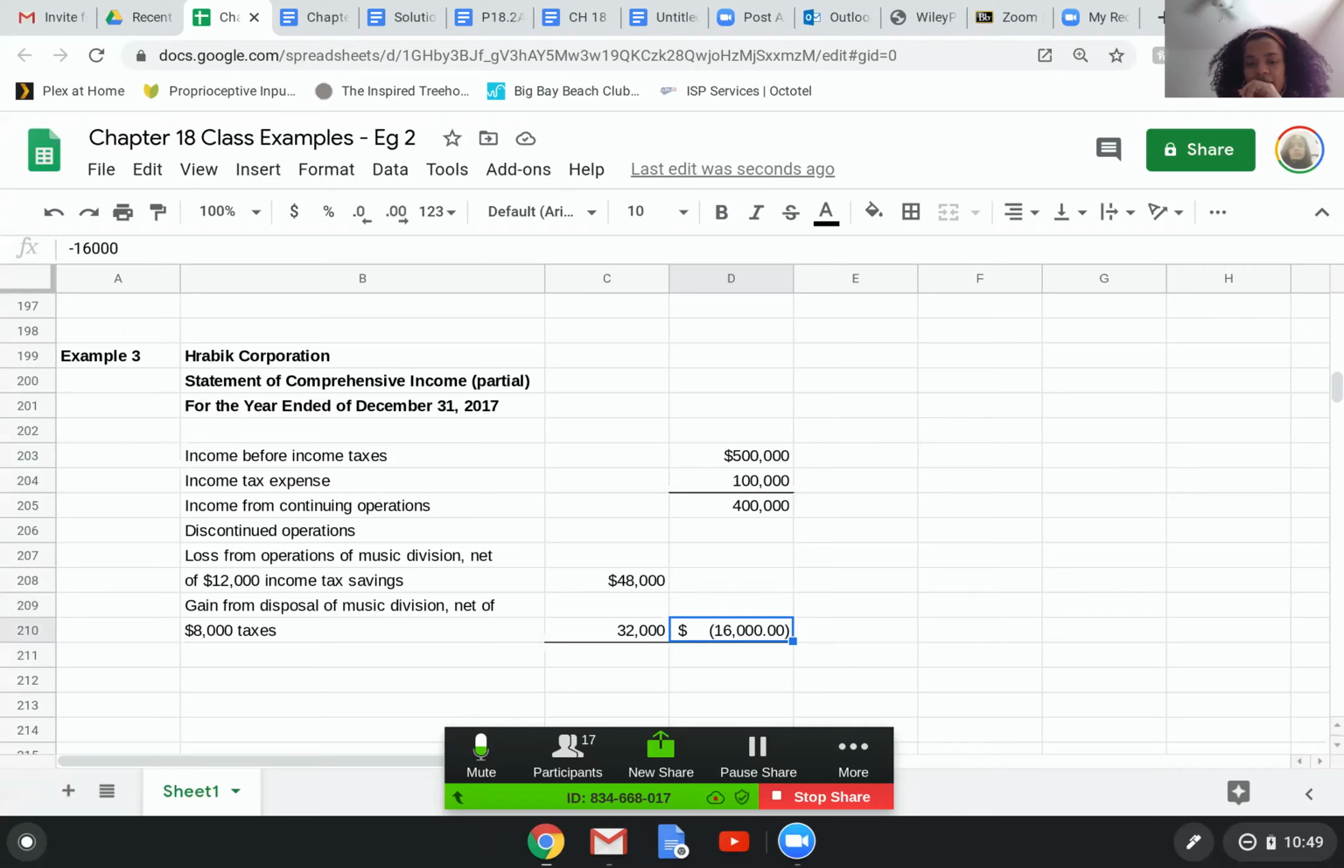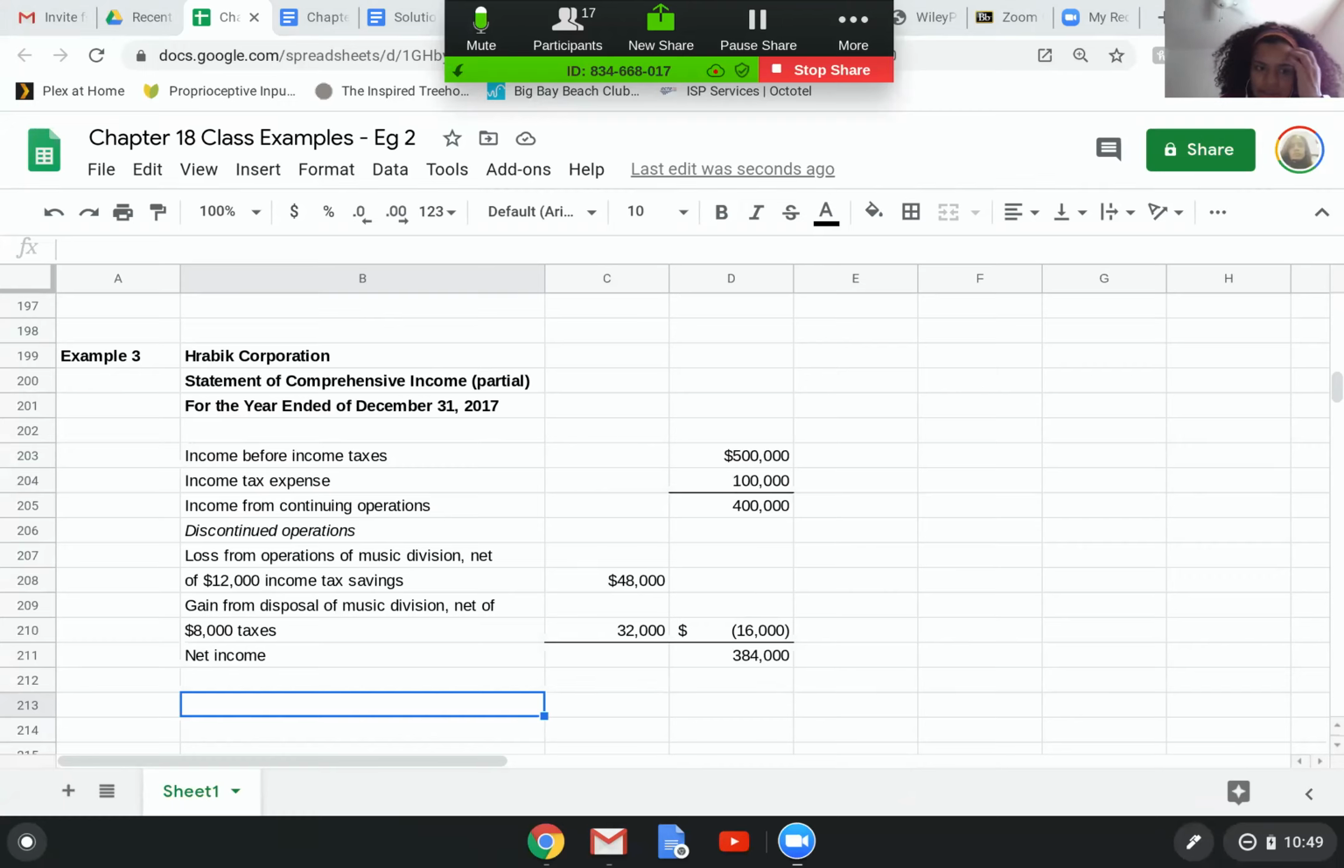So you're going to subtract 16,000 from 400,000, which is going to give you 384,000. And this number is net income. That's the number that the income statement usually ends on, now after all this information about the discontinued operations. And maybe it helps if we do that so that you can see that there's a separation there.